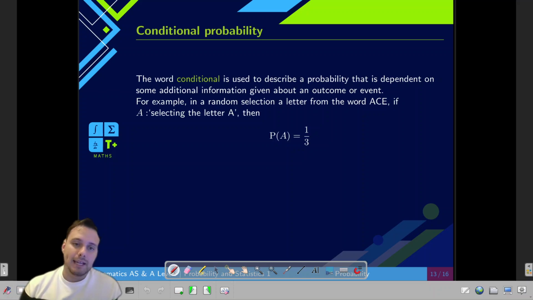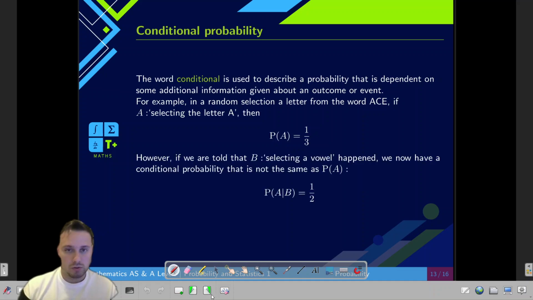But what happens if I take my letter out of the bag and then I show it to someone and that someone tells me you took a vowel out? If I'm told that I selected a vowel, then this probability changes because now I know that C is not an option. So my probability of getting an A is now 1 out of 2 because I have been told additional information. This is what conditional probability is about. It's about you having more information and that changing the value of a probability.